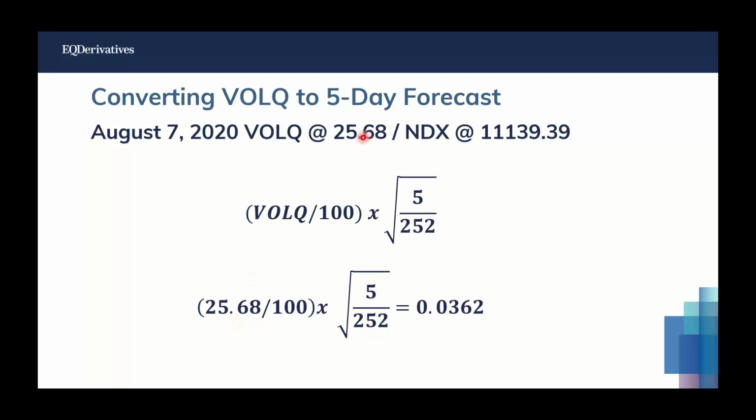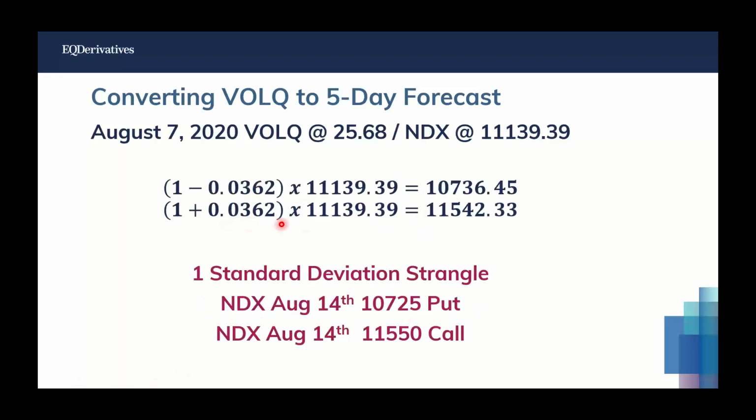So based on VolQ at 25.68 and the NASDAQ at 11,139.39, first off, I come up with a five-day up or down one standard deviation forecast of 3.62%, which is basically when you take implied volatility and convert it like this, it's giving you the one standard deviation up or down range.